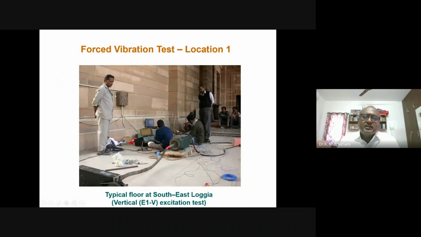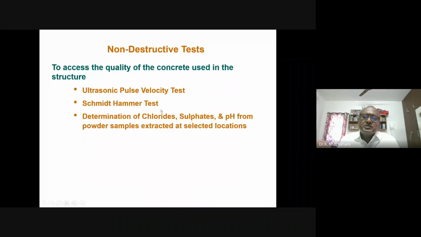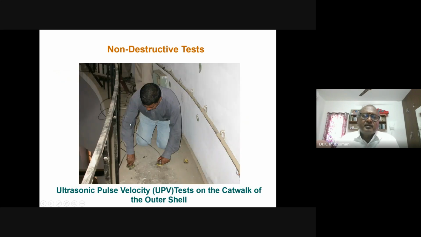I am standing here and my colleagues are here. This is inside Rashtrapati Bhavan. In addition to that, for concrete we used the UPV test and the Schmidt Hammer test. We determined chloride, sulphate, pH, and everything else possible. Dr. Balasubramaniam was helping me here. UPV tests were conducted here and there.